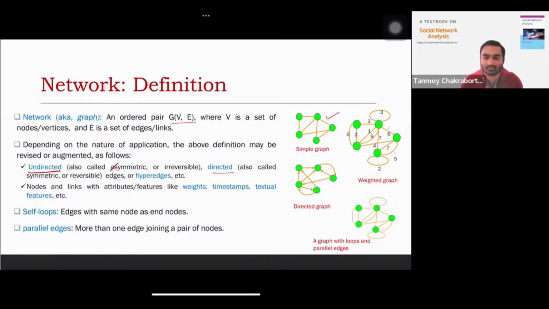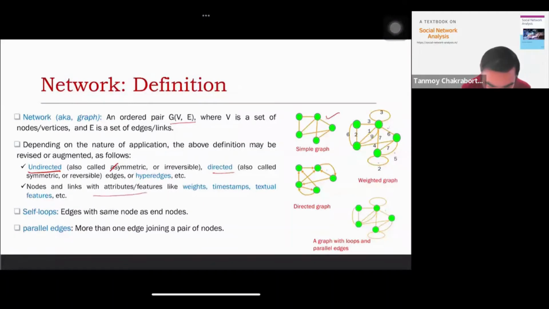Whereas in the case of a directed network, say, follower is a directed network, right? Because if I follow you, it is not necessary that you will also follow me. So therefore, a directed link is an asymmetric or irreversible relation. Okay. And now, depending upon the data that we collect, the situation that we have, we basically model the data using that kind of network. Say follower is a directed link, whereas friendship relation is an undirected link.